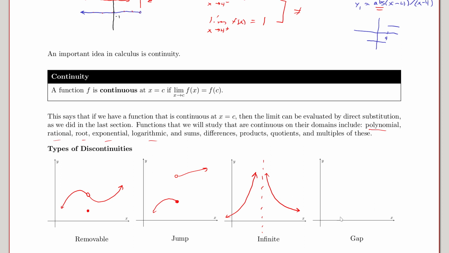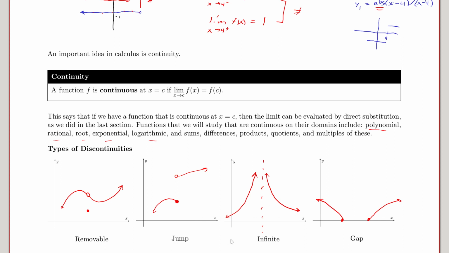A gap discontinuity, like I said, is often included with the jump discontinuity, but it's more of a horizontal jump, so I like to think of it differently. This would be something like this, where there's a gap in the domain, a horizontal gap. It just has a different look than the jump discontinuity, which is more of a vertical jump. This is like a horizontal jump. So often textbooks will include those together, but those are the four basic types.